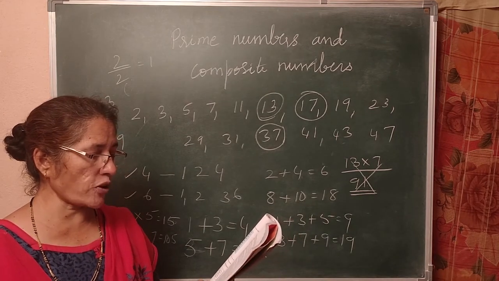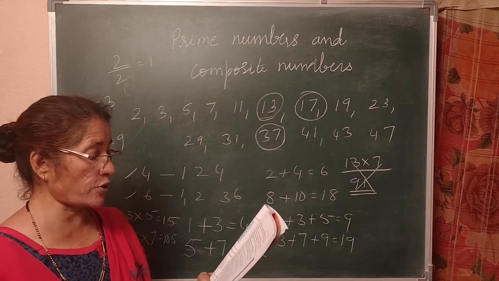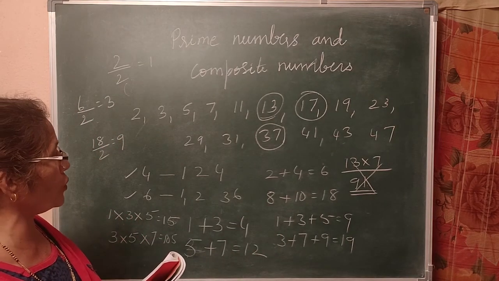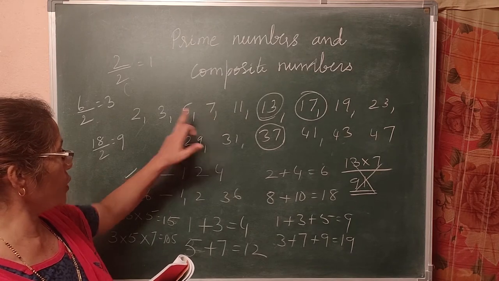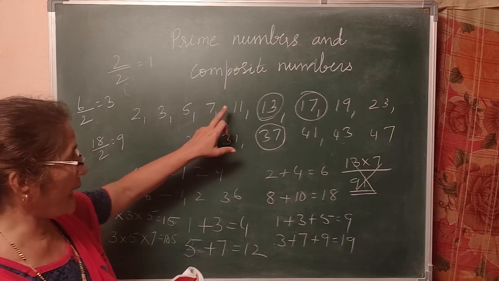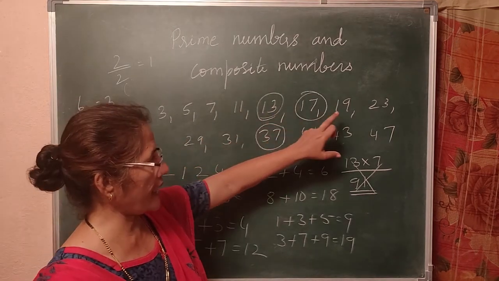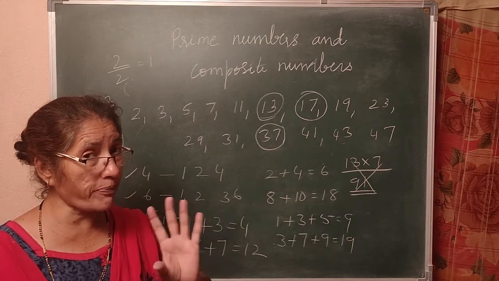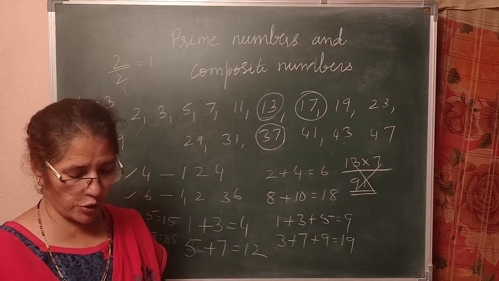Now, seventh question. Give three pairs of prime numbers whose difference is 2. 5 and 7. 11 and 13. 17 and 19. Right? So, these are the pairs of prime numbers whose difference is 2.